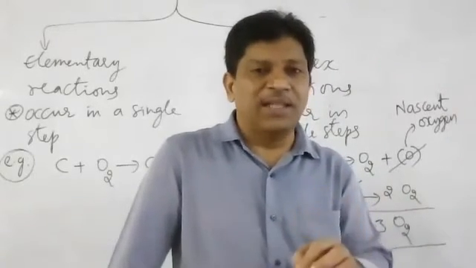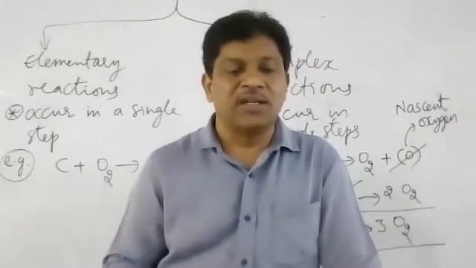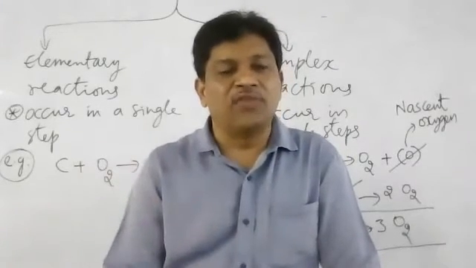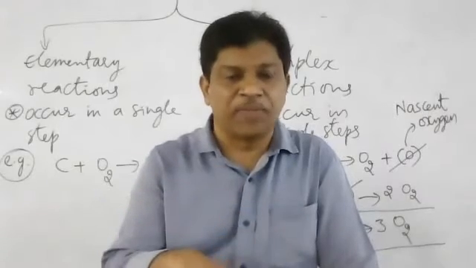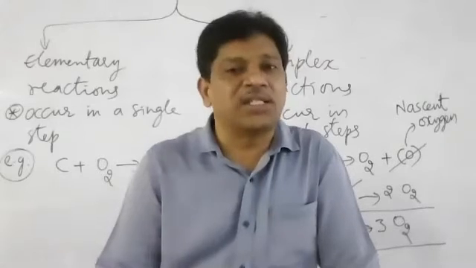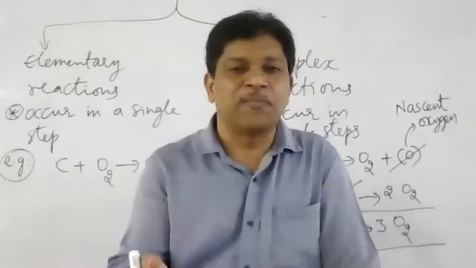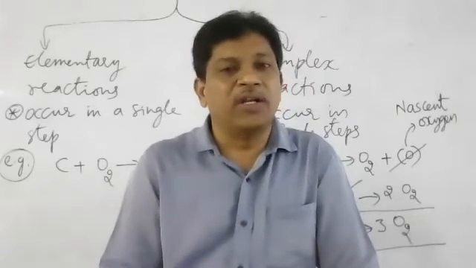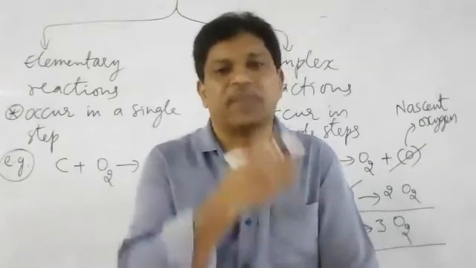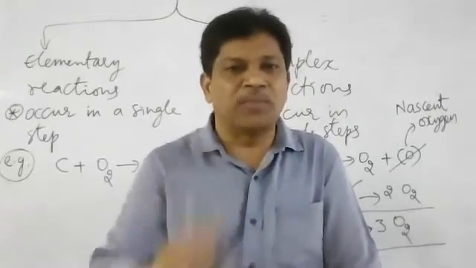Now, which step is taken as the rate determining step? The speed of the overall reaction is determined by which step, the slowest step or the fastest step? The slowest step determines the speed of the reaction. Only the slowest step, remember. So the slow step is generally called the rate determining step. Just note that point.